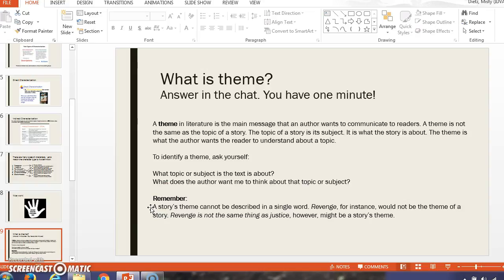Remember, a story's theme cannot be described in a single word. So for example, the word revenge wouldn't be considered the theme. That would be the topic. However, the statement, revenge is not the same thing as justice, could be considered the theme. So that's the major difference. The subject can be summed up in one word, like revenge, whereas the theme is the author's message, so it needs to be a statement. So for example, we could take that topic of revenge, we could turn it into this theme here. Revenge is not the same thing as justice.